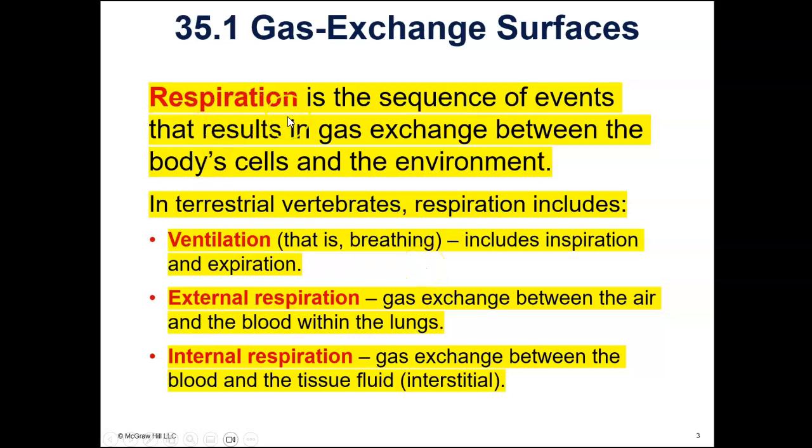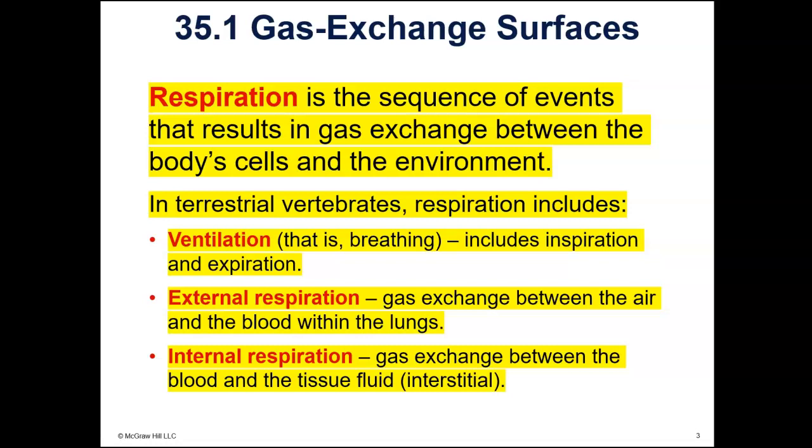So, respiration is defined as the sequence of events that results in gas exchange between the body's cells and the environment. Now, when we talk about gas exchange, we're talking about two gases. We're talking about getting oxygen into our lungs and into our cells, and then carbon dioxide that is building up in our cells, we're trying to get that out because it is toxic. It is a waste. So the gas exchange is the exchange of oxygen and carbon dioxide.